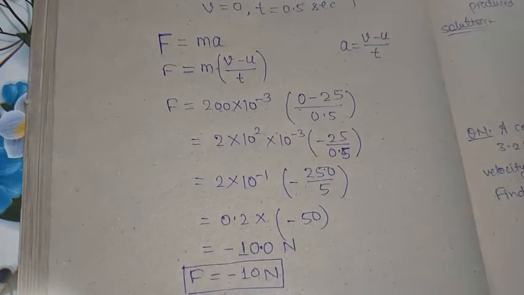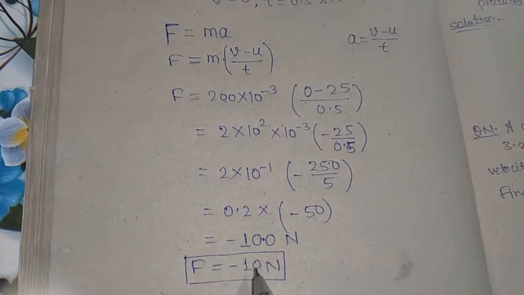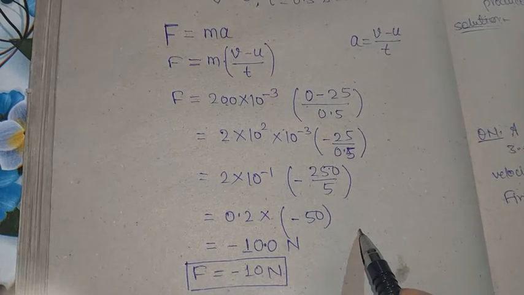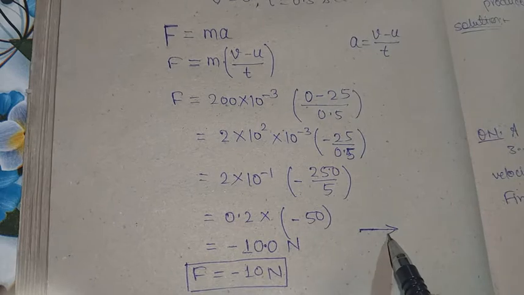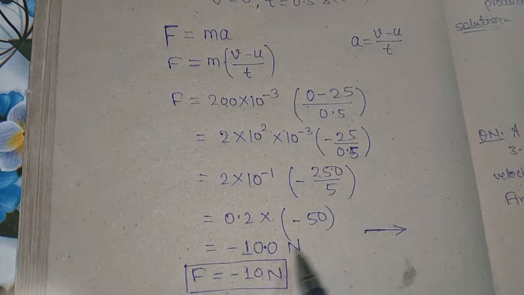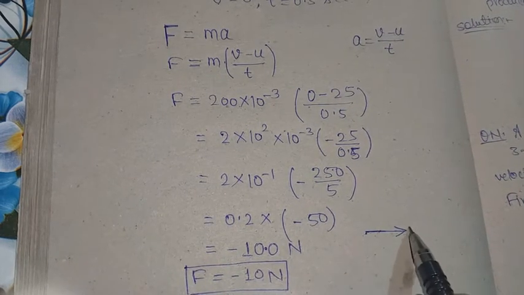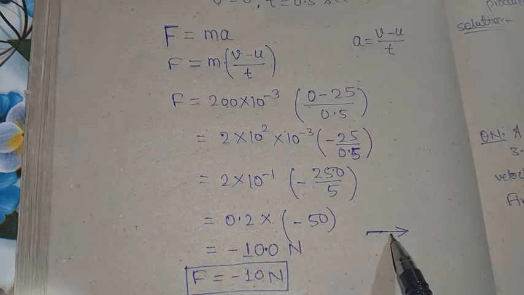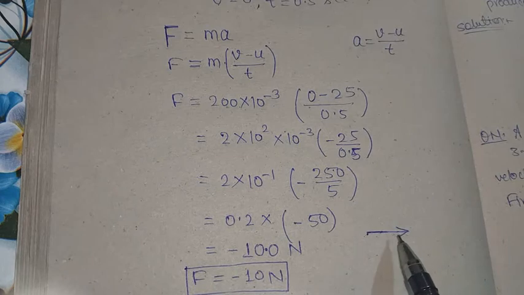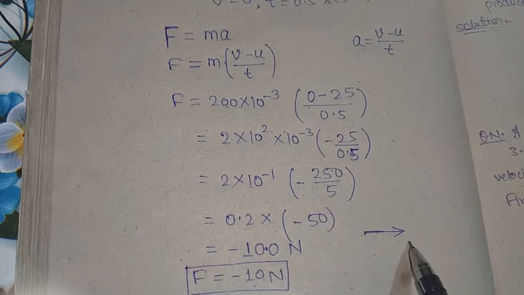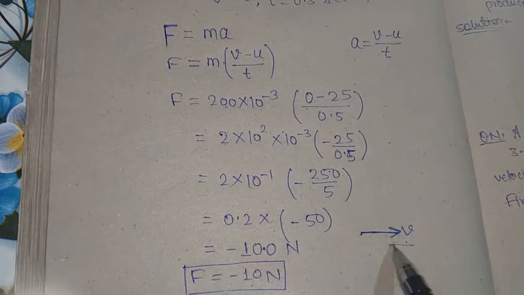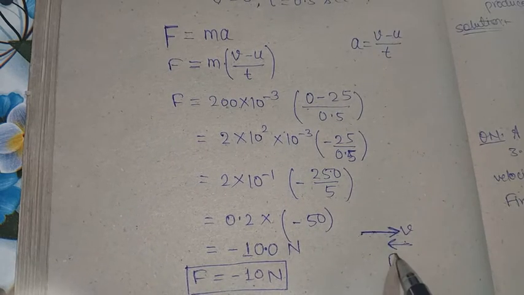So what is meant by negative force? Negative force means the fielder is applying force to stop the ball. अगर ये पॉजिटिव होता है इसका मतलब है कि वो बॉल को और स्पीड दे रहा है. अगर ये नेगेटिव है मीन्स the force is applied to stop the ball, so it is negative, meaning in the opposite direction. If the ball is moving in this direction, then force is applied in this direction.